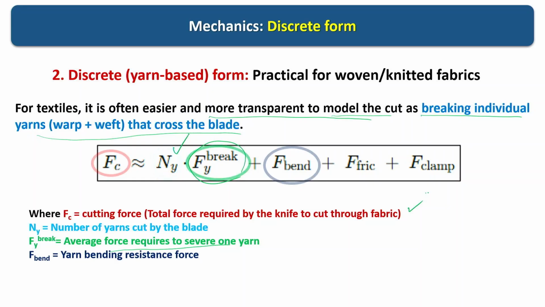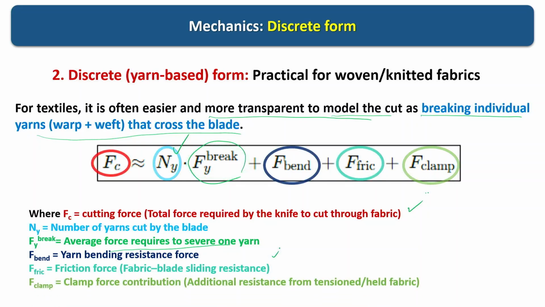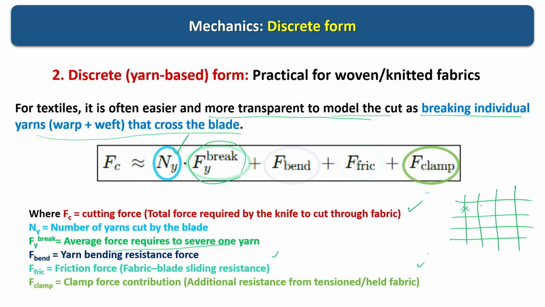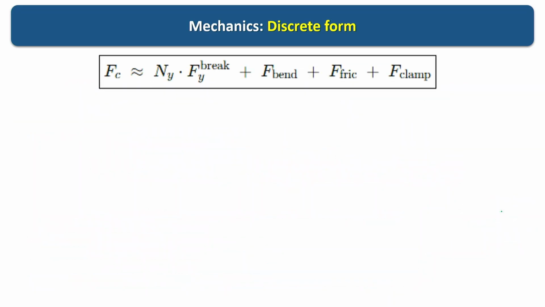And F is again it is a yarn bending resistance, friction force, fabric blade sliding resistance, and again it is a clamp. Okay. Here inertia is not taken into consideration. So, this discrete model is basically a practical model, because in a woven or knitted fabrics, the cutting takes place one by one, after one thread then one. So, this is the discrete model we have discussed here.